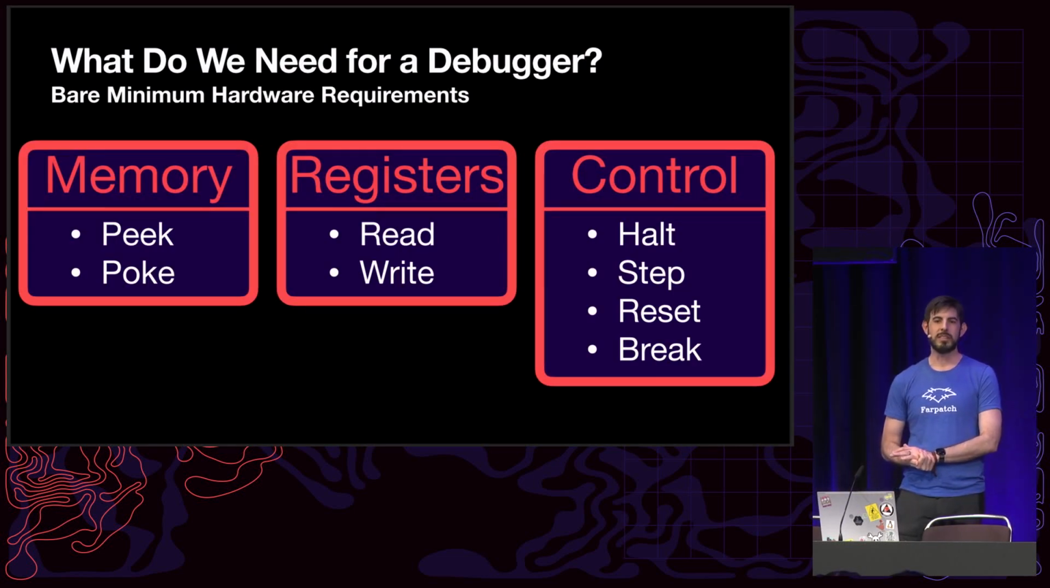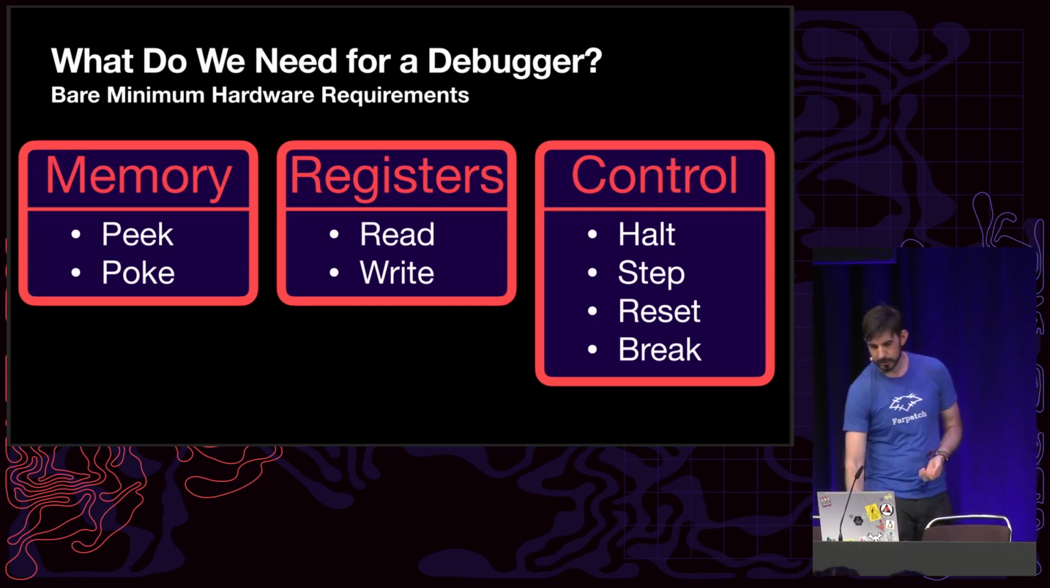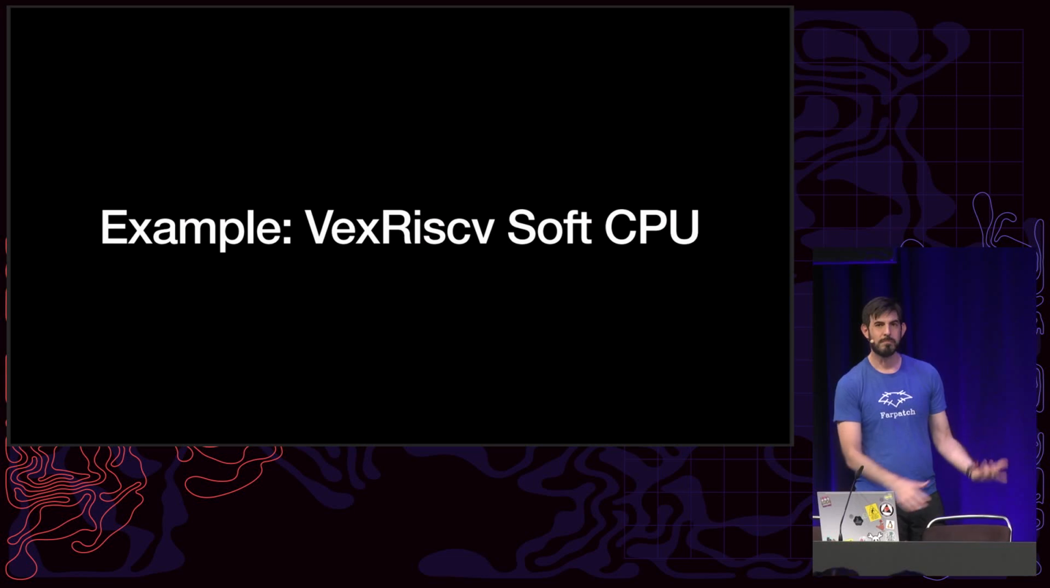If you want to make a debugger, you basically need these eight things. We need a way to peek and poke memory. We need a way to read and write the registers of the CPU. And we need to be able to control the CPU, that is, halt it, single step it, reset it, or add a breakpoint. As an example, I'm going to talk about the VexRiscv RISC-V soft core that we used for FOMU and we used for Betrusted.